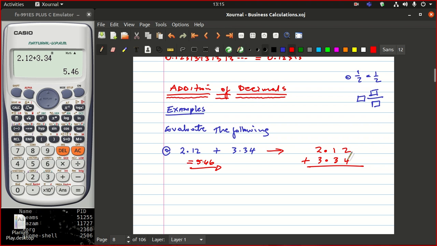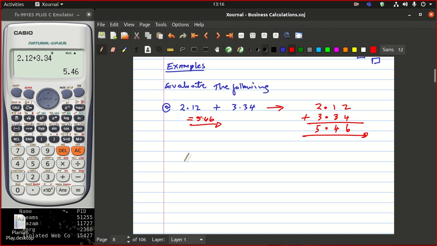You say 2 plus 4, you have a 6, and then 1 plus 3, you have a 4, and then a dot, and a dot is just a dot, and then 2 plus 3 is just a 5. You can see how easy this thing is. And then let's take another example here, B. Of course, you can press a calculator and get the answer.